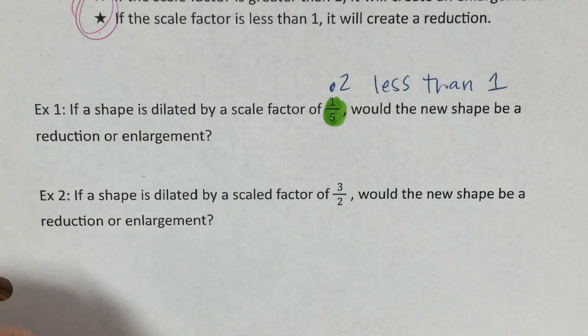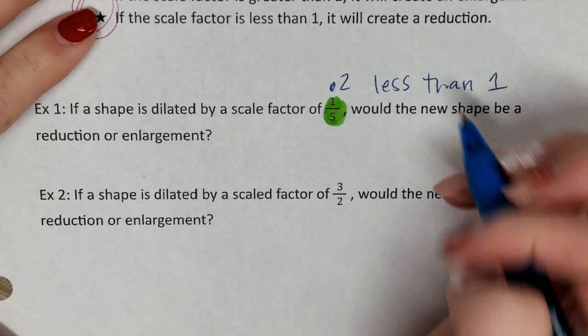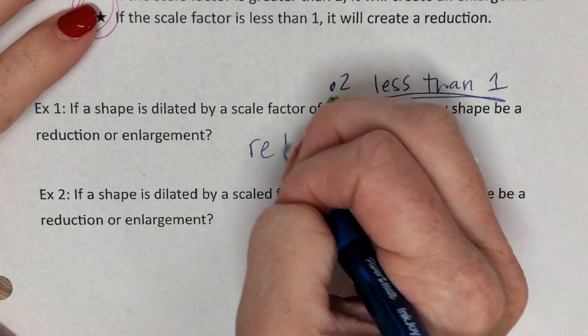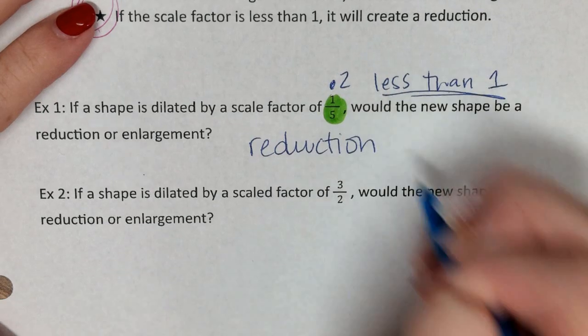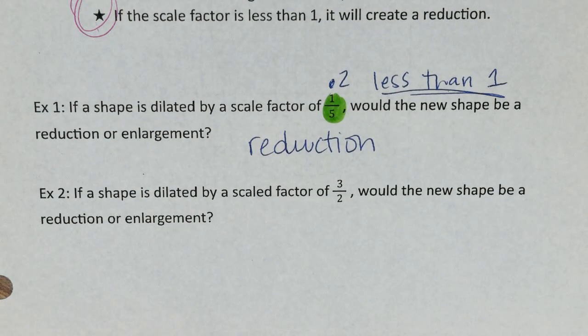Write that down. I don't see everybody writing. Because it's less than 1, this is a reduction, meaning it made it smaller.